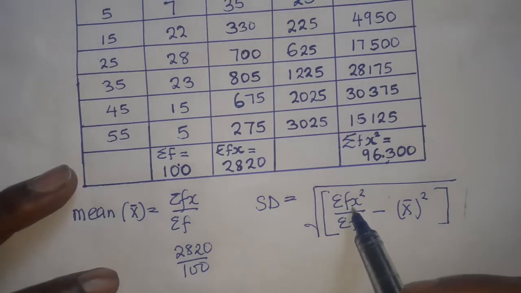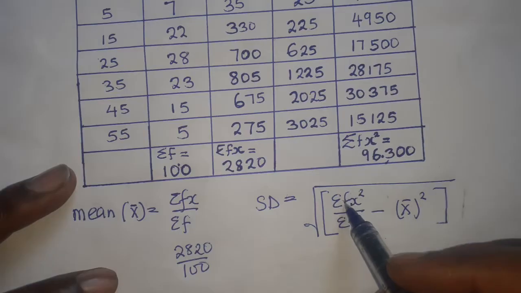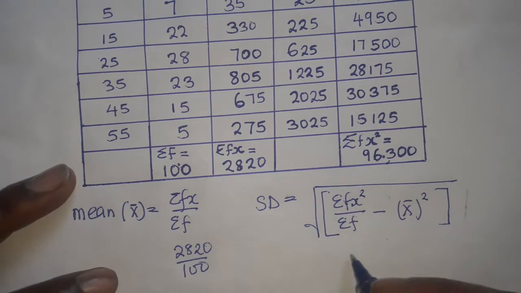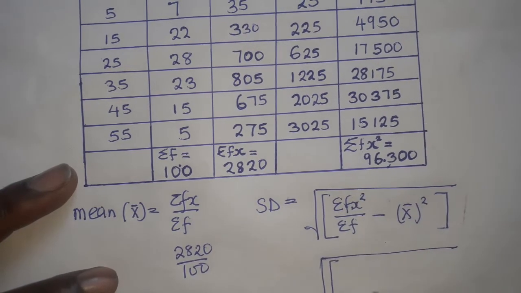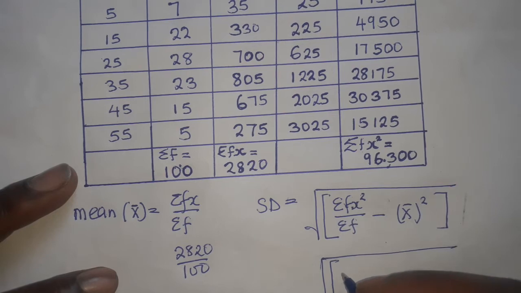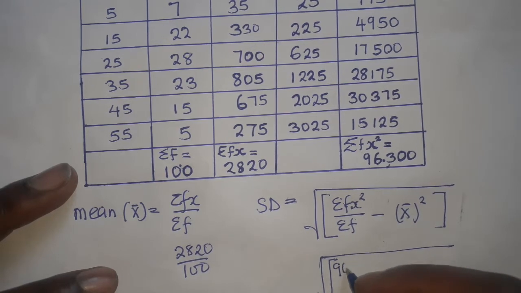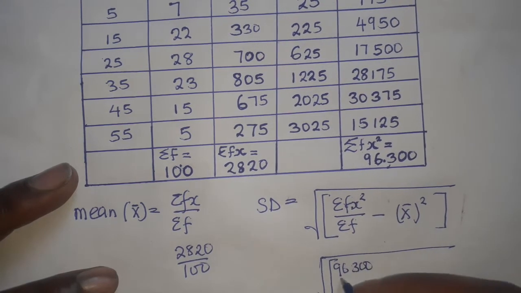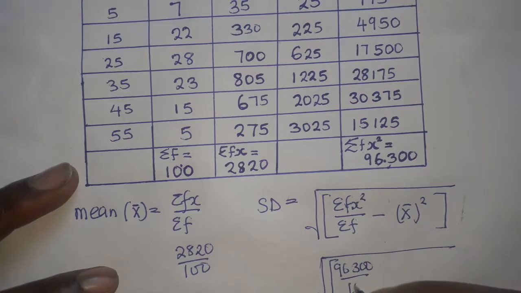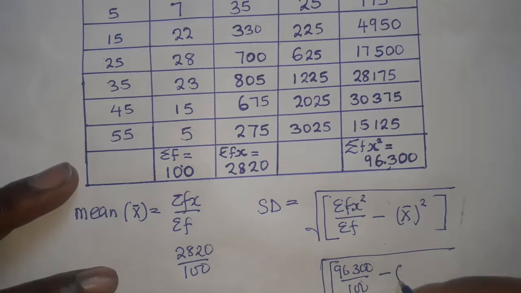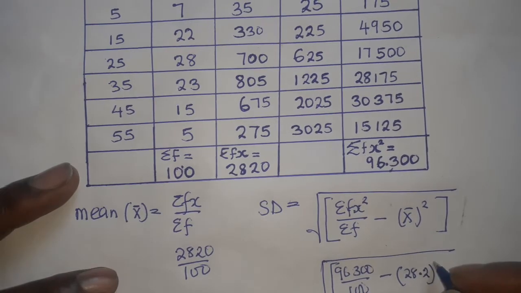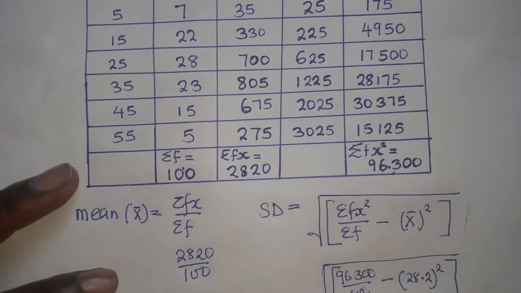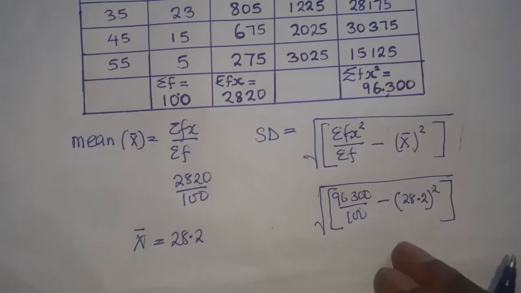So this is the summation of what? Fx squared, which is this part here. So we need to make sure you do the same thing on your calculator. We have 9 over 100 minus 28.2 squared. Okay, so what do we get here?